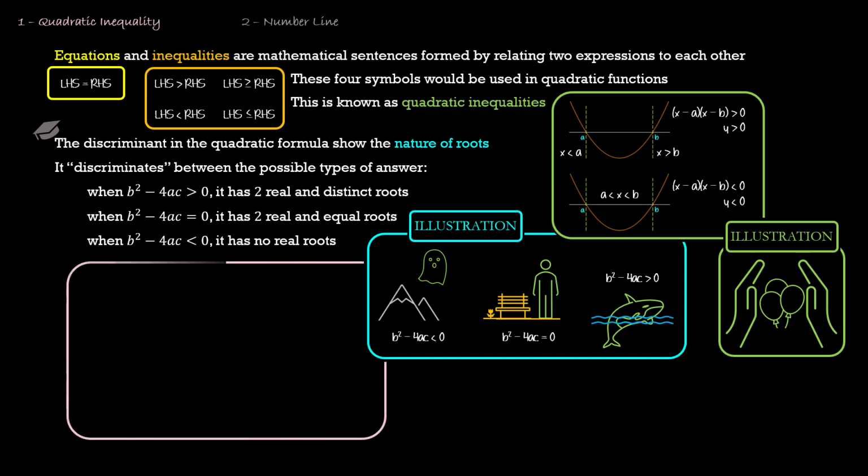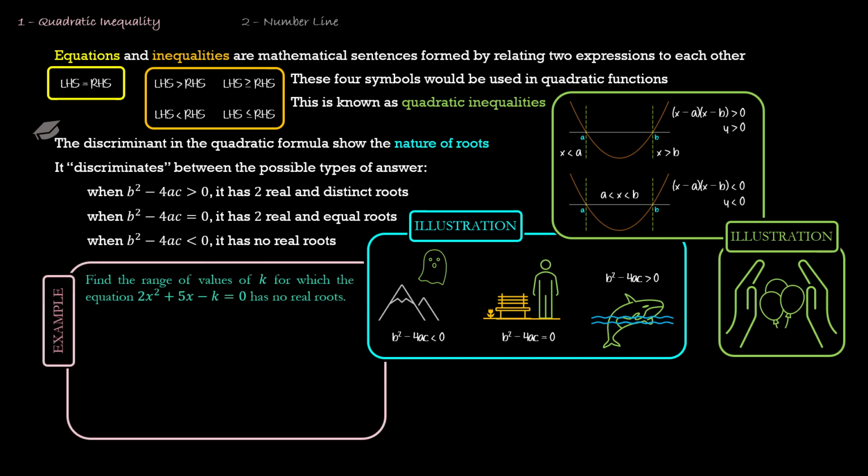Let us answer an example. We want to find the range of value of k such that the quadratic equation has no real roots. This means that the graph does not touch the x-axis and so the discriminant is negative. By substituting the values and simplifying, we will get k to be less than negative 25 divided by 8, and that is the required range.